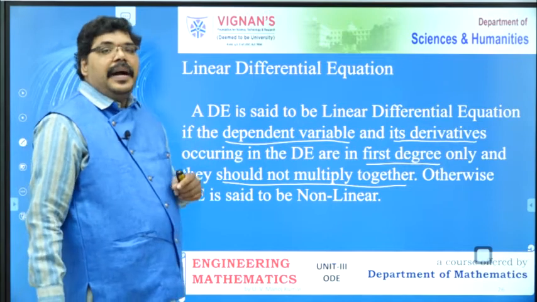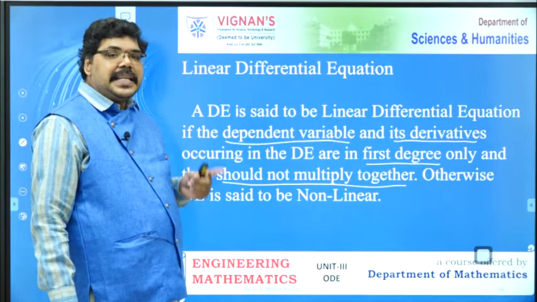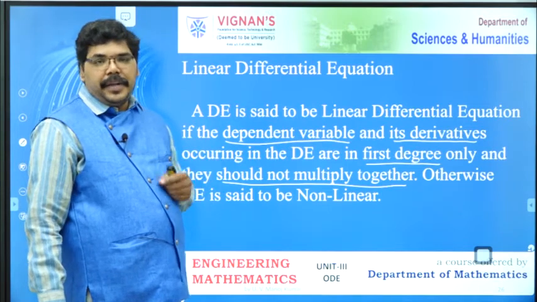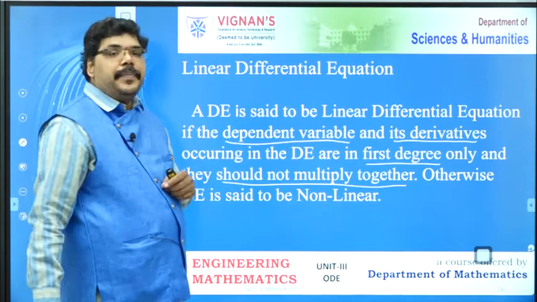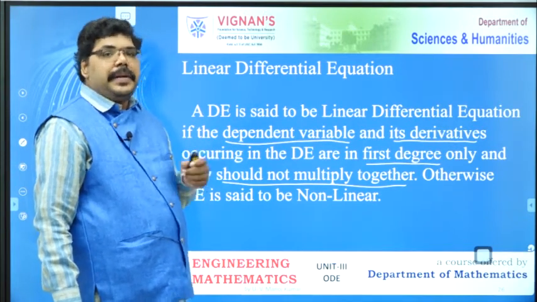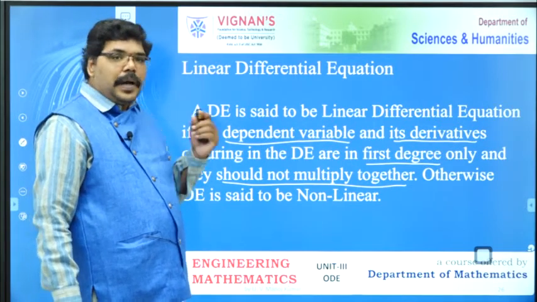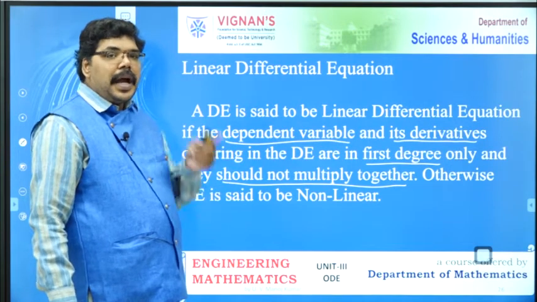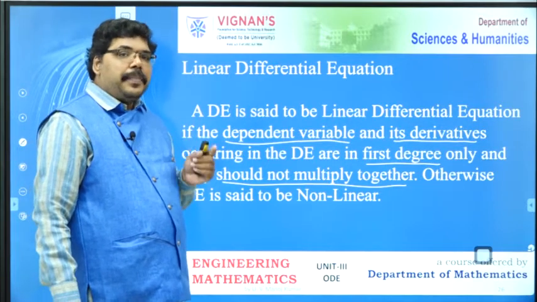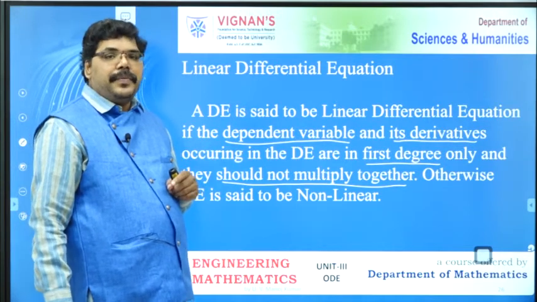So if a first order first degree differential equation is like this, then we say that it is a linear differential equation. Suppose y is our dependent variable. Then derivatives of y are dy by dx, d square y by dx square, d cube y by dx cube. All these are derivatives of y. What is linear? The dependent variable and its derivatives, all of them are of degree 1. So y power should be 1, dy by dx power should be 1, d square y by dx square power should be 1 and so on.